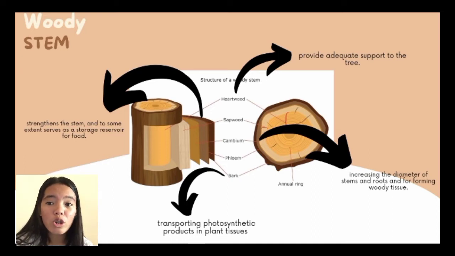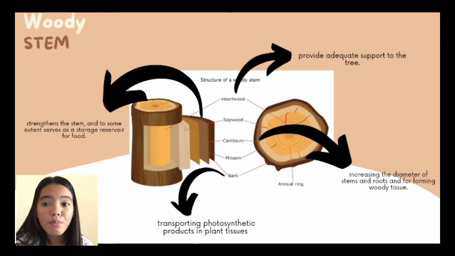Young xylem or sapwood conducts sap, strengthens the stem, and to some extent serves as a storage reservoir for food. The vascular cambium is responsible for increasing the diameter of stems and roots and forming woody tissues. The phloem carries food downward from the leaves to the roots.